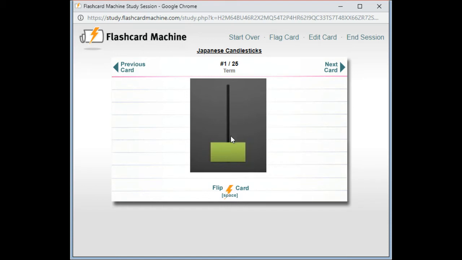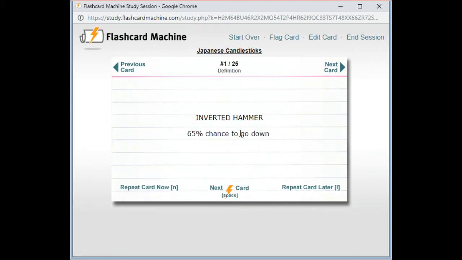I'll just go through each one and talk about it real quick. So, flip card. Here we have an inverted hammer. An inverted hammer typically occurs at the bottom of a trend, but normally it would be a reversal pattern to the upside. I could have done this as essentially a 35% chance of going up. But really, when you see these inverted hammers at the bottom of a trend, it seems to have a higher probability of going down. It's not typically what you see in the textbooks.